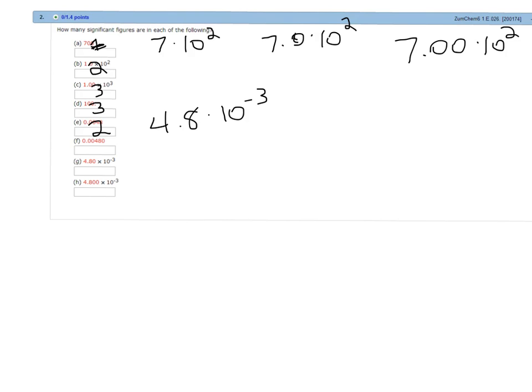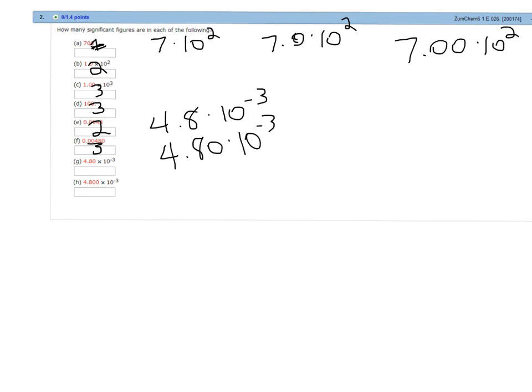Part F, 0.00480. That tells you that you've got 3 significant figures. If I were to write this in scientific notation, I'd say 4.80 times 10 to the minus third, in which the 0 that follows the 8 and is to the right of the decimal point is significant. The zeros that precede the 4 are not.